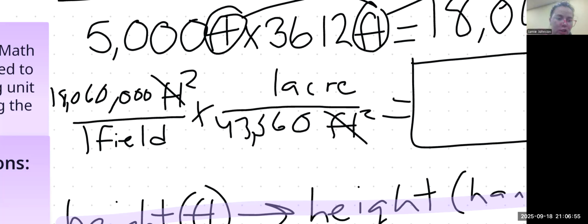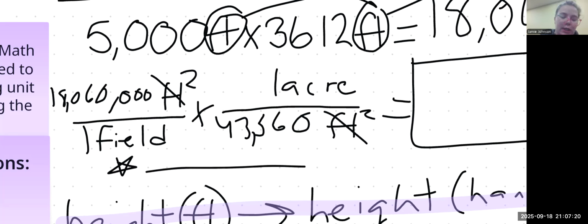So, dimensional analysis, right? We put the same units on the opposite, top or bottom, compared to where we are. We are here in feet. We want to go over to acres.